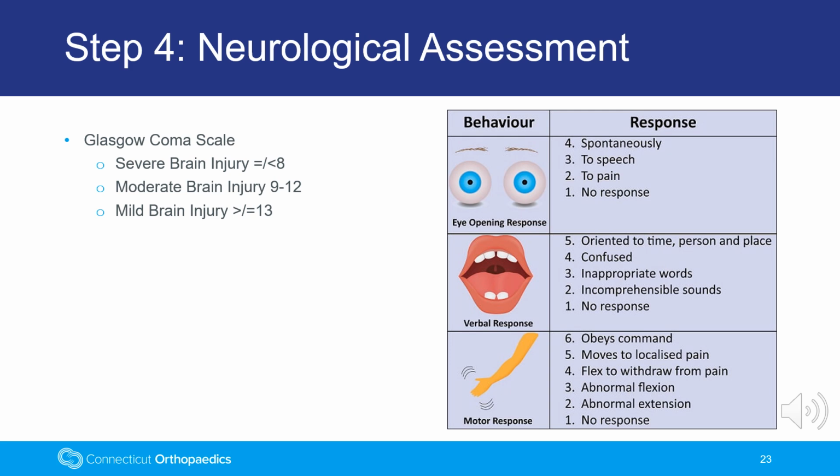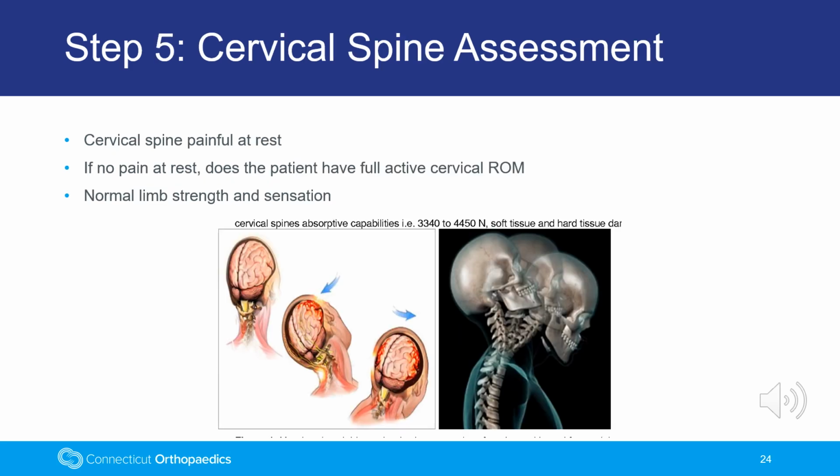The GCS scale for severe brain injury is anything less than 8 points. A brain injury is considered moderate if they score anywhere from 9 to 12 points, and a mild brain injury is anything greater than 13 points.